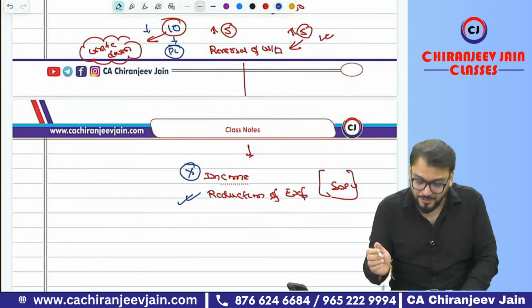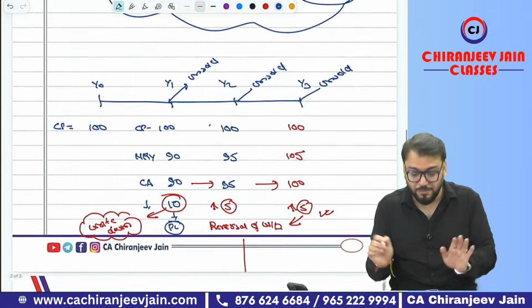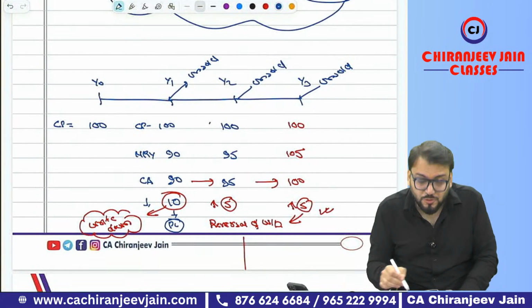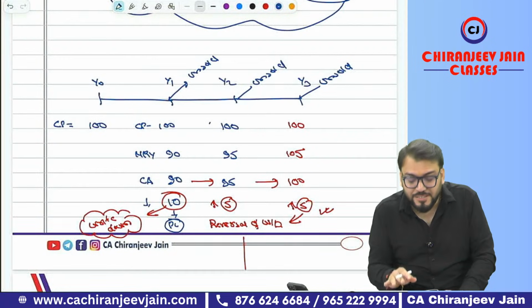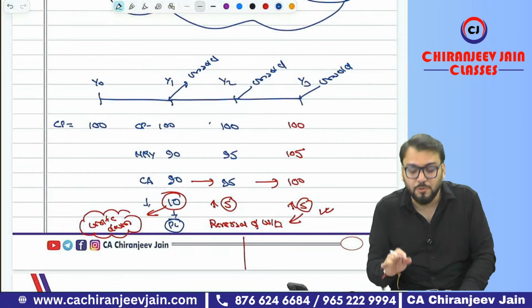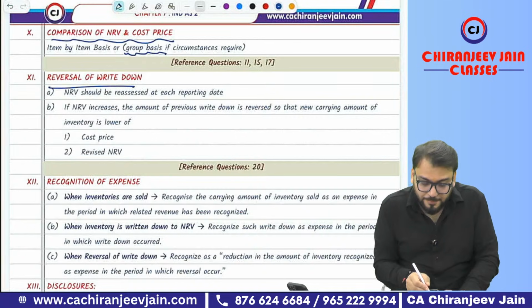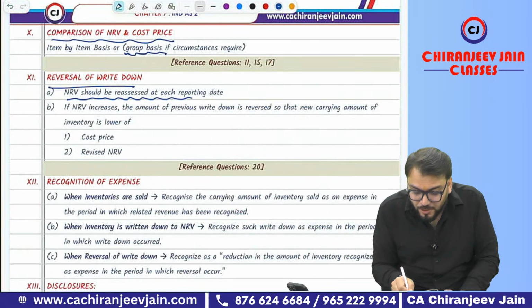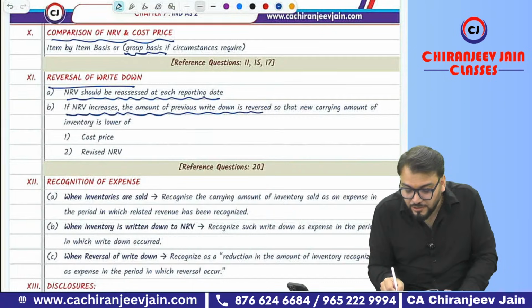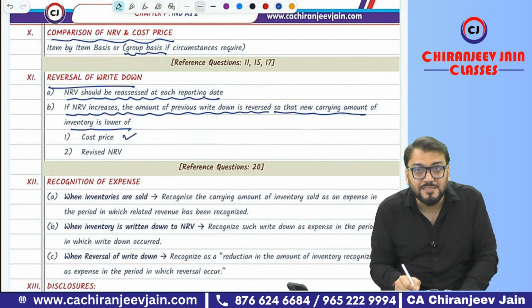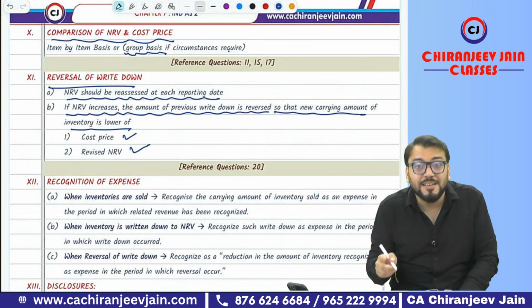Very good. Excellent. Correct. So I hope you have understood this particular point, which is also very important from the examination point of view. In CA Final, they can ask this type of question in the exam. So what they have written: NRV should be reassessed at the end of each reporting date. If NRV increases, the amount of previous write down is reversed, so that the new carrying amount of the inventory is the lower of cost price and revised NRV.